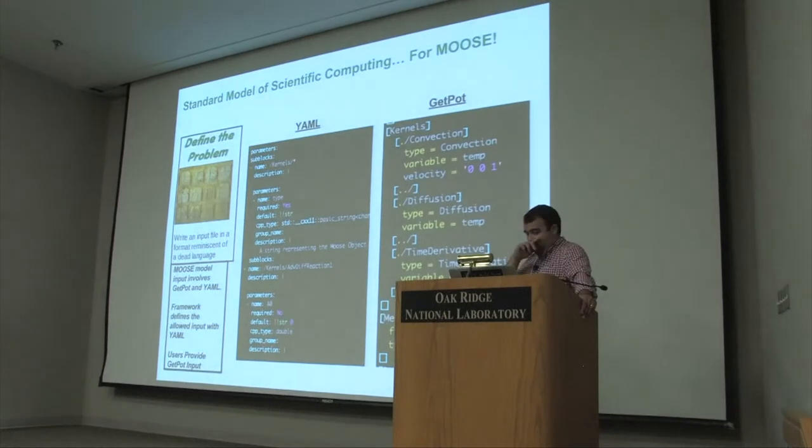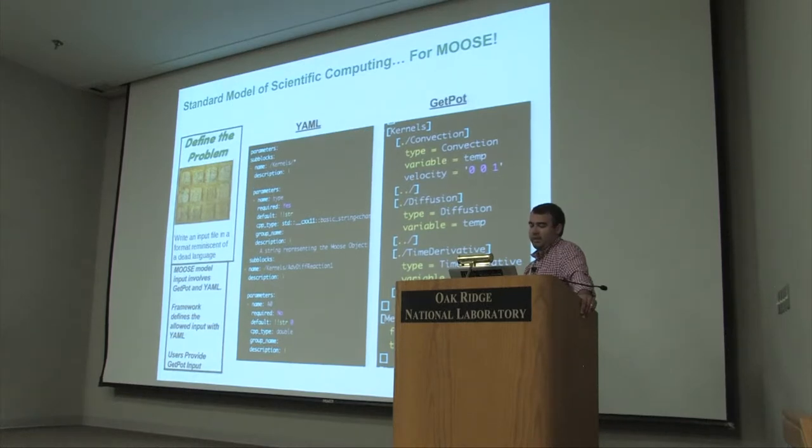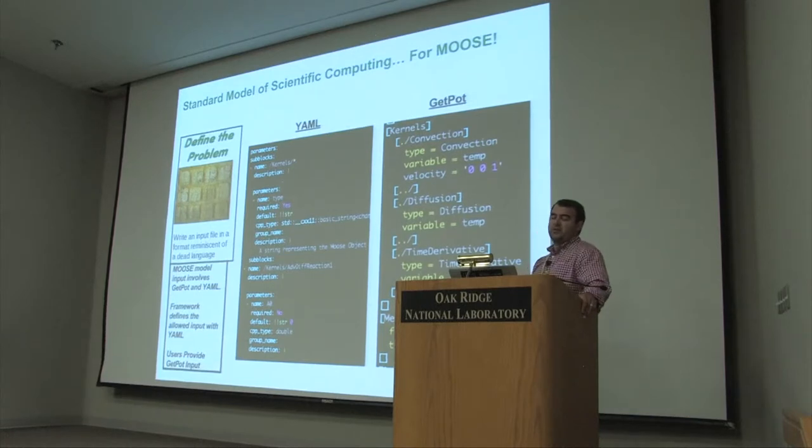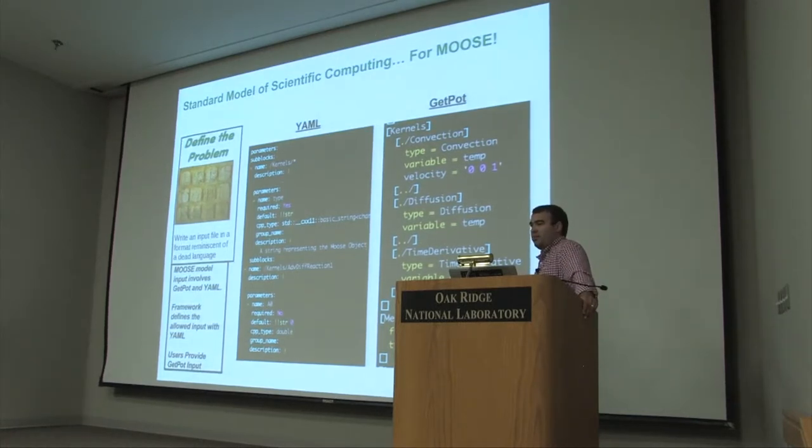Okay. So the first thing, we need to be able to define a problem, right? Moose takes a GetPot file. It's like this hierarchical block structure for key value pairs in sections. But it has to be verified and validated against a specification. And this specification is called YAML. I think it's called yet another markup language or something like that.